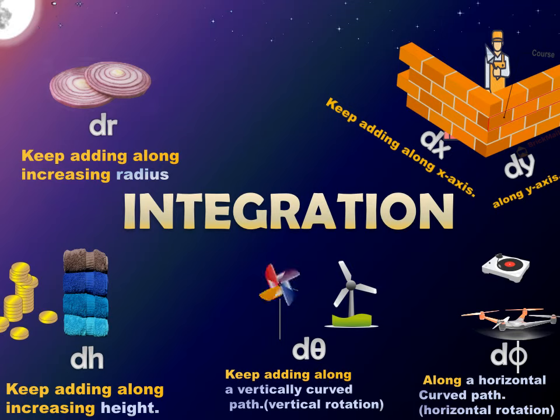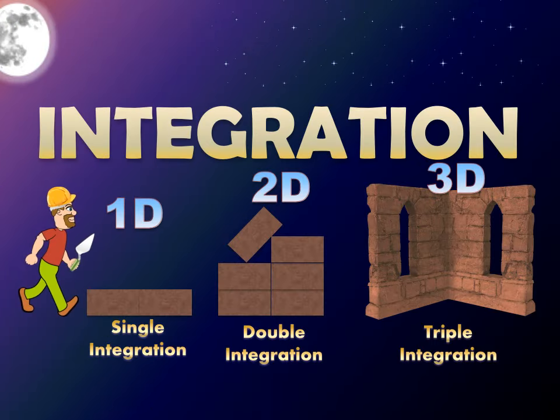d theta is a bit different, it means keep adding or keep rotating along a vertically curved path, and d psi simply means keep adding along a horizontal curved path in a horizontal plane. So d theta is rotation or addition that takes place in a vertically oriented plane, and d psi is rotation in a horizontal plane.